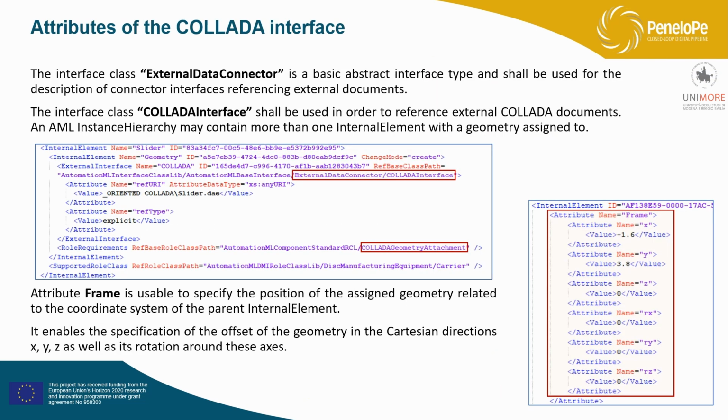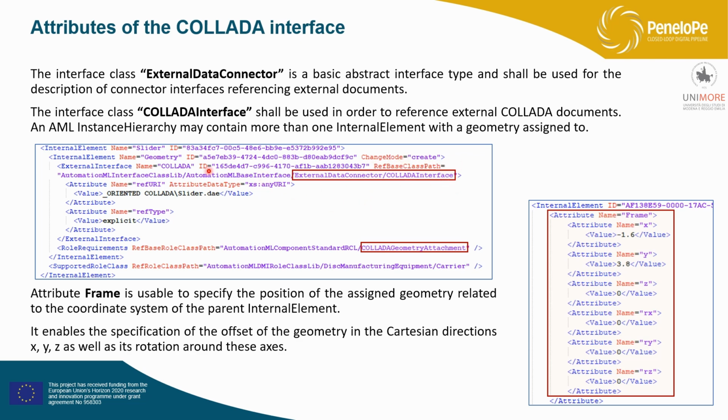In this slide, I have reported the mechanism used by an AutomationML file to reference an external Collada file. In the AutomationML file, we have the external data connector. It's a basic abstract interface that can be used in general to link external files. This interface class has a derived class called Collada interface, which is used to reference specific Collada documents. You can see here a piece of AutomationML file, and you see that a certain internal element named geometry has an external interface named Collada, whose RefBaseClassPath is ExternalDataConnector/ColladaInterface. It is of the type Collada interface.